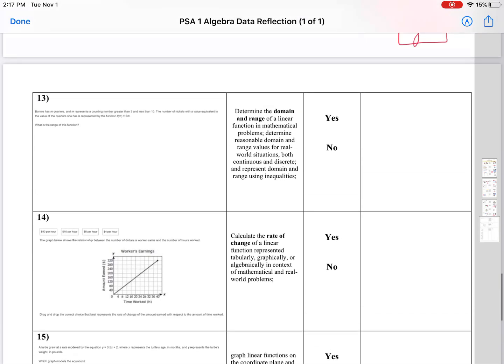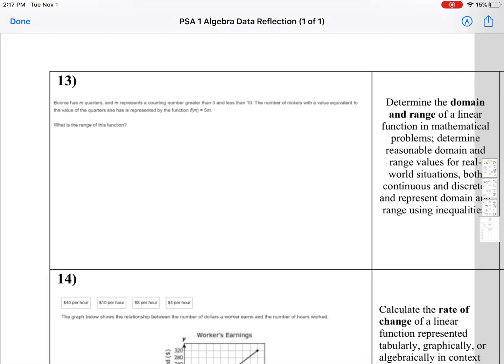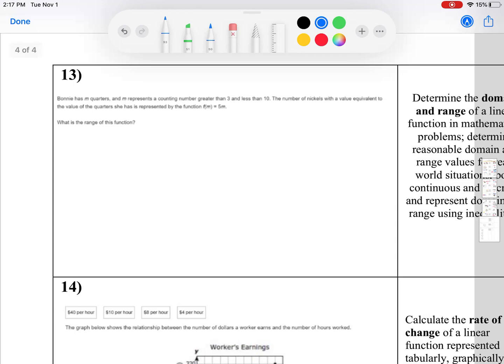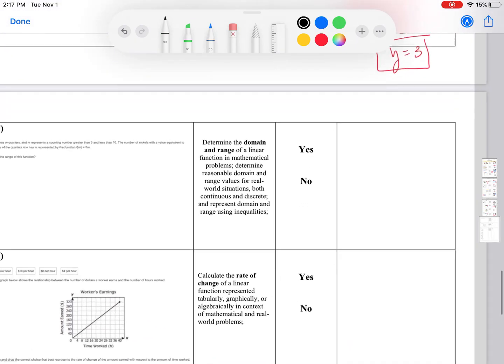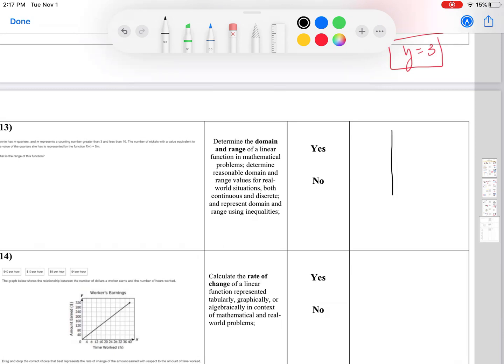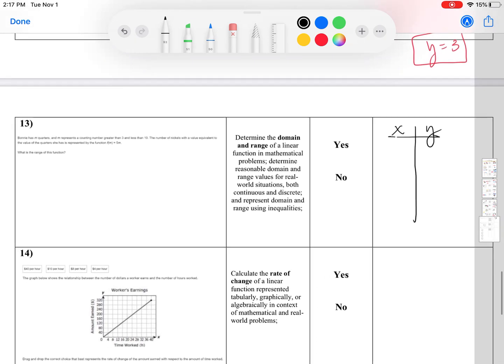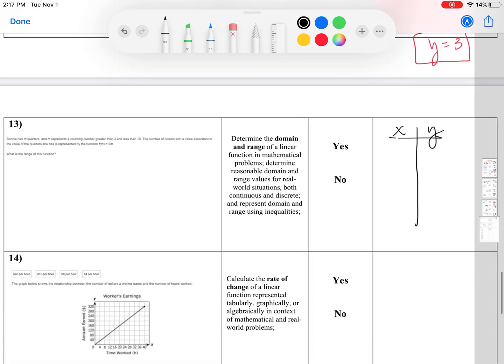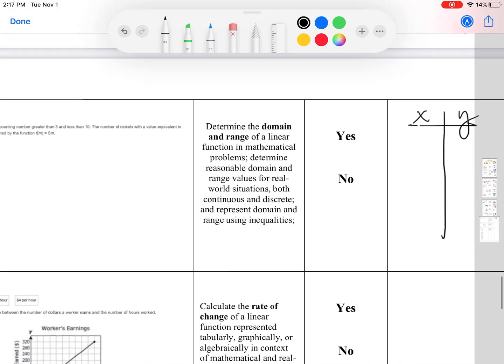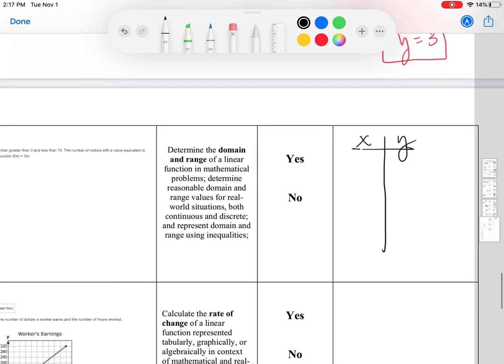All right, last one's 13. 13 seems really tough. Once you do it, though, it's really not that bad. So what it says is that we have some quarters. I'm going to bring it over here. I'm going to draw it as a table. So what I have is we have some quarters, which is M, and then we have some nickels. So what it says is I need more than 3, but less than 10.